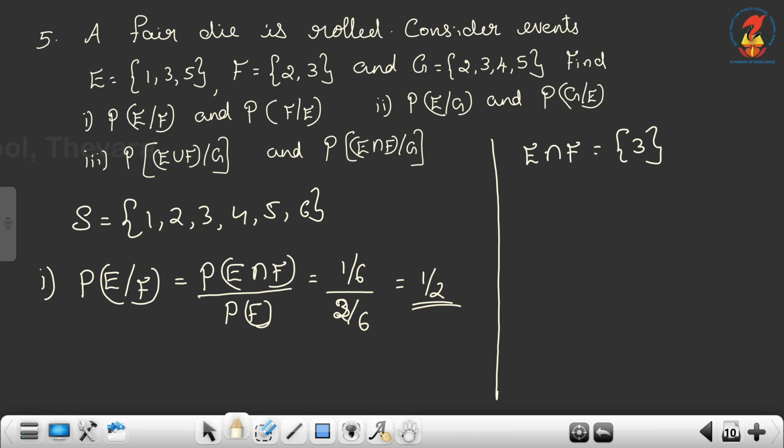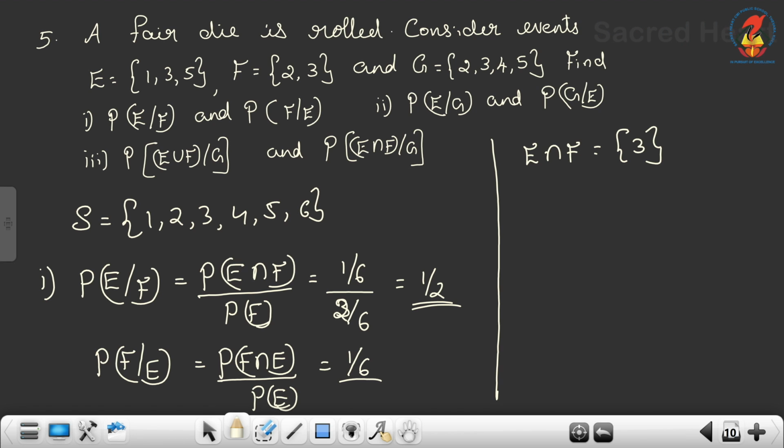Now P of F given E. F given E means F intersection E, that is same as E intersection F by P of E. So it is 2 by 6 itself by P of E is 3 by 6. So it is 2 by 3.